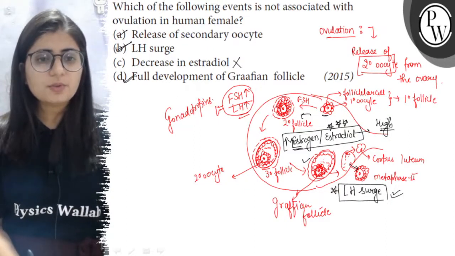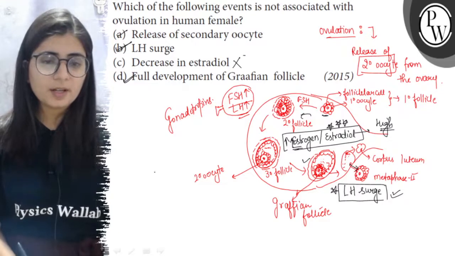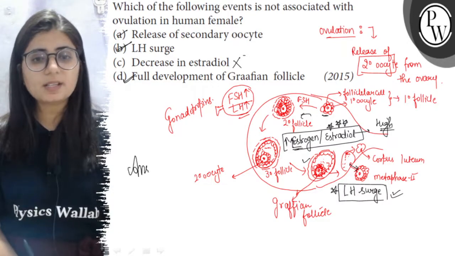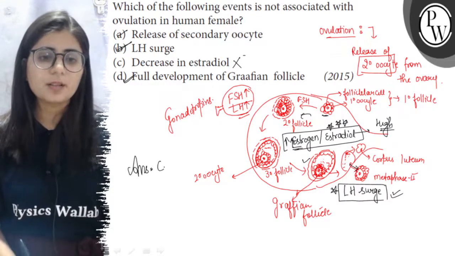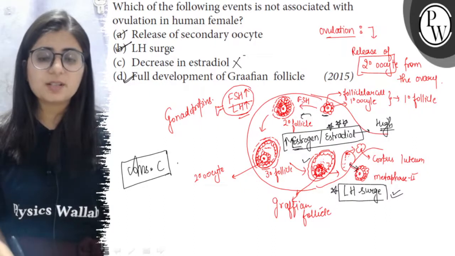This is also true. So the only event which is not related with ovulation is decrease in estradiol, because it increases. So the right answer of this question is option C.